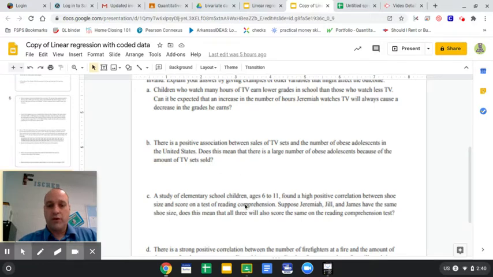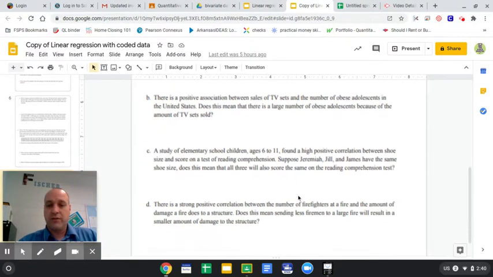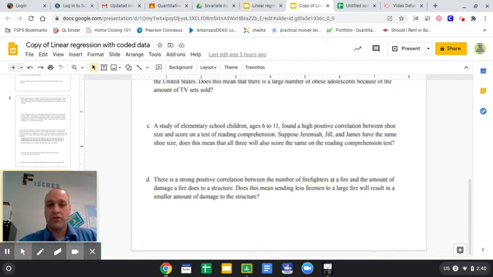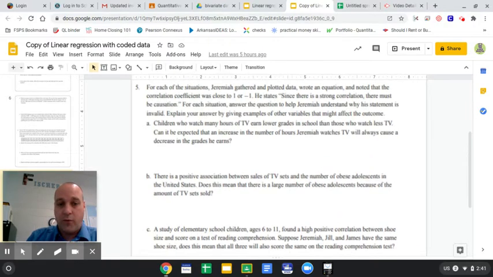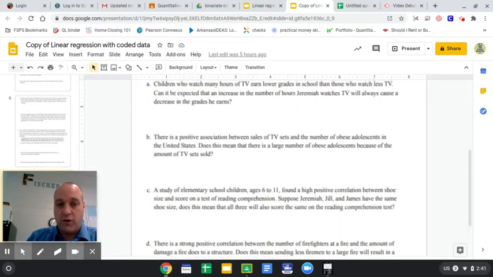So a study in elementary school children 6 to 11 found a high positive correlation between your shoe size and the score of your reading comprehension. So these 3 kids have the same shoe size. Does that mean they're going to have the same score? Obviously not. Some people like to read, some have test anxiety and things like that. And that's why that one would be, just give some example to why these are all invalid. These 4 questions are actually the easiest on the whole worksheet.